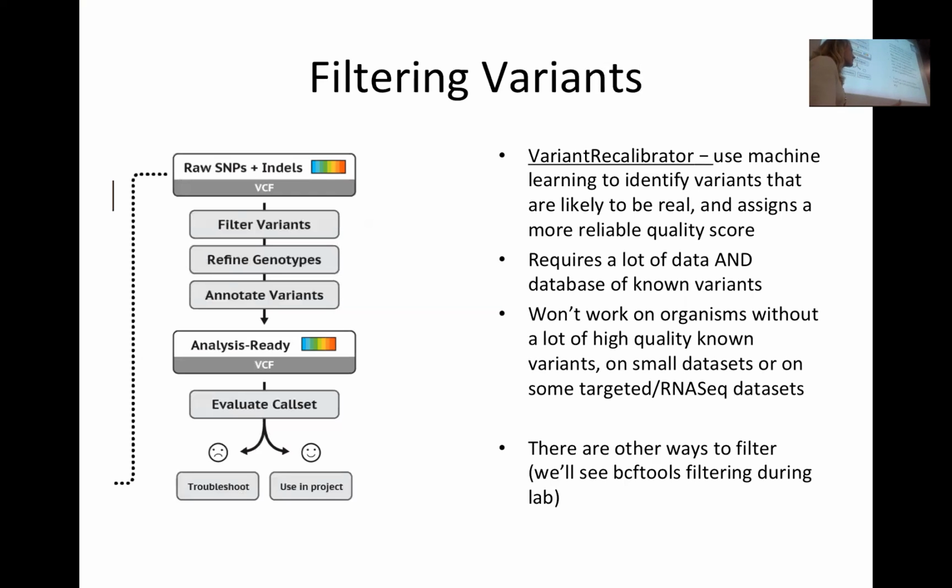Okay, and then the final step with variants is always filtering, because sometimes you get things that don't make a lot of sense, and your stringency is very much dependent on what you're trying to do with your data. You might only need things that are extremely high quality, or maybe you want things that are less high quality but contribute to your biological question. So they have this variant recalibrator. They use machine learning to identify variants that are likely to be real, and then assign a more reliable quality score.